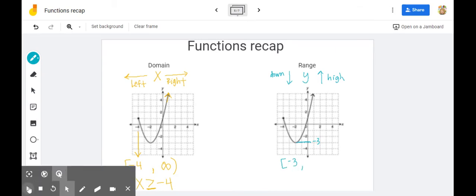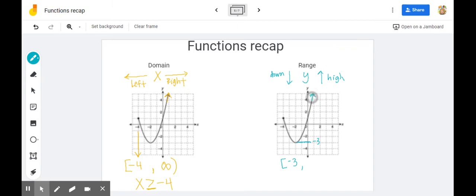And how high up do we go? Well, this function has an arrowhead, which means it keeps going up and up and up and up and up infinitely. Parenthesis, because you can't touch infinity. But you can also write the range as the y's, and you start at -3 as your lowest, and you continue upwards infinitely, which means I keep getting bigger and bigger and bigger, or greater than or equal to that amount.